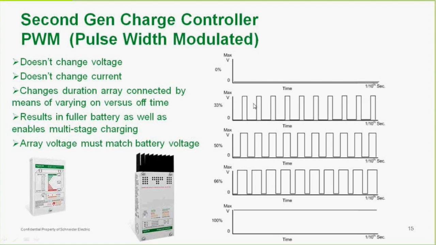So if we look at the left side here, this is sort of a representation of how they operate. This is a 1/10 of a second snapshot in time. And we call this pulse width modulation. What we do is vary the amount of time the switch is turned on versus turned off. Now, this is not done with a mechanical switch. This is done with an FET switch, so we're not going to worry about burning out contacts, so it can be much faster. The switch speed is 100 times per second, so it's 100 hertz. It changes the duration the array is connected by varying the on versus off time.